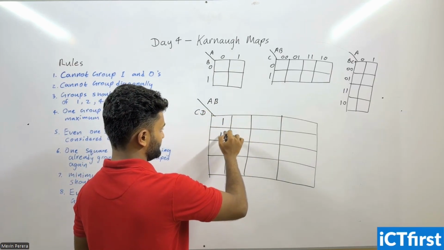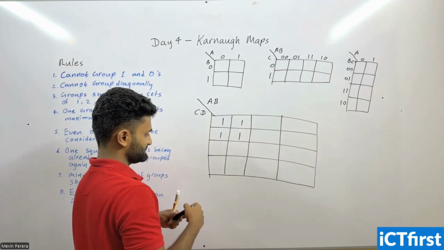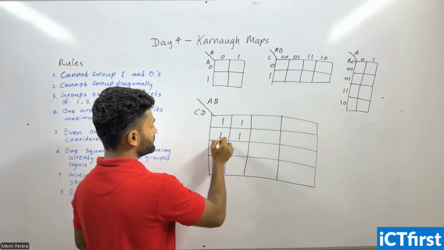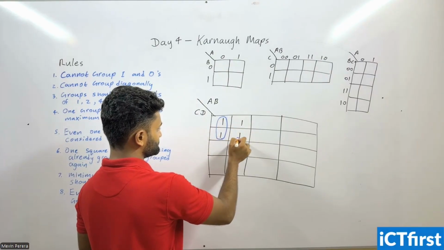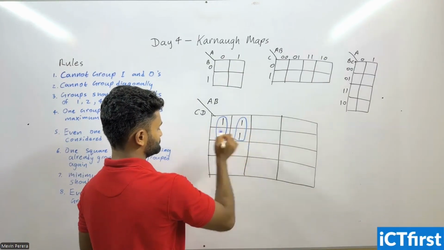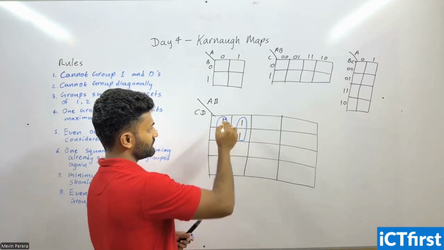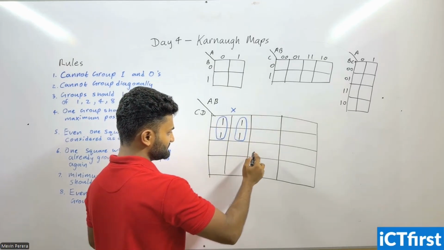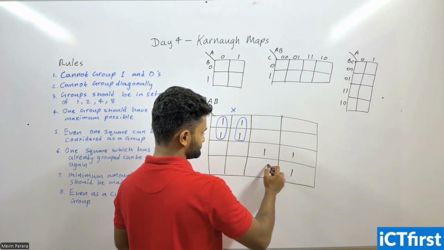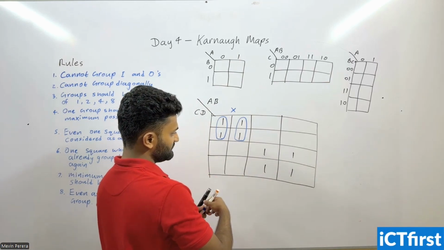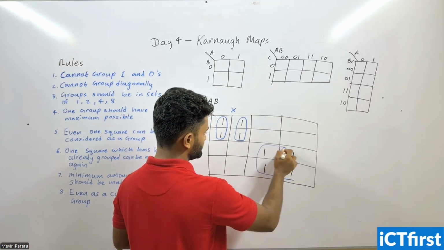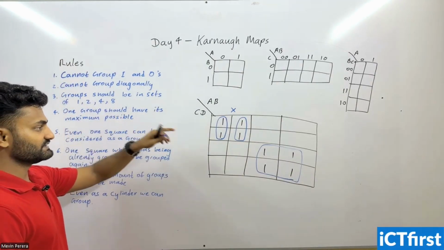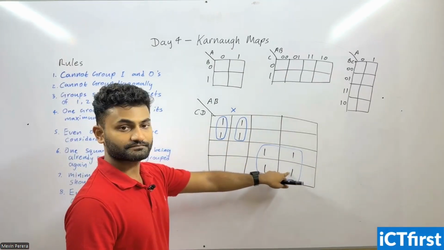Okay, so let's say this was this. Now we cannot group like this, which is wrong because it should have its maximum. We can take all four together. Right? We can take groups of 4, right? So this is wrong, this is correct.